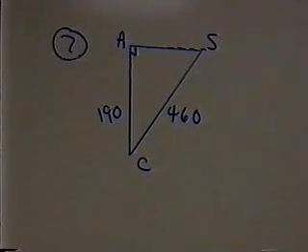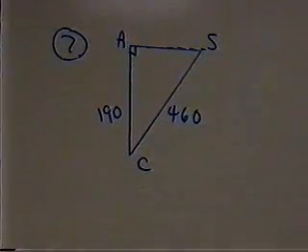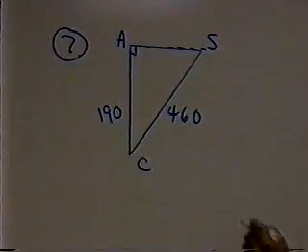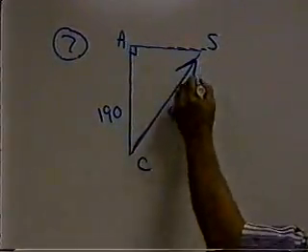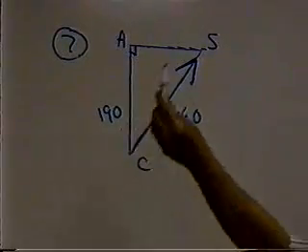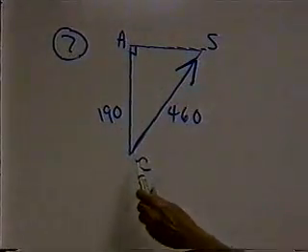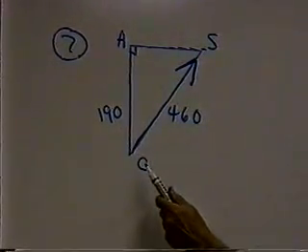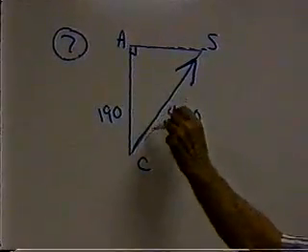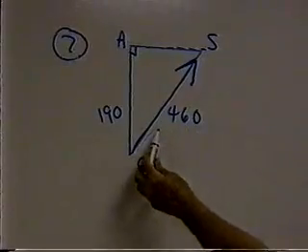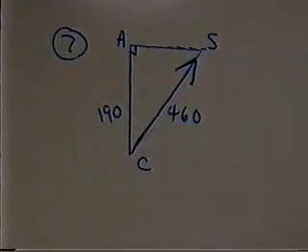Then it asks, what is the compass bearing of Stamford from Charleston? What is the compass bearing of Stamford, which means we're going this direction? If it had read, what is the compass bearing of Charleston from Stamford, then we'd be going this direction. So it's extremely important we know which direction we're talking about.